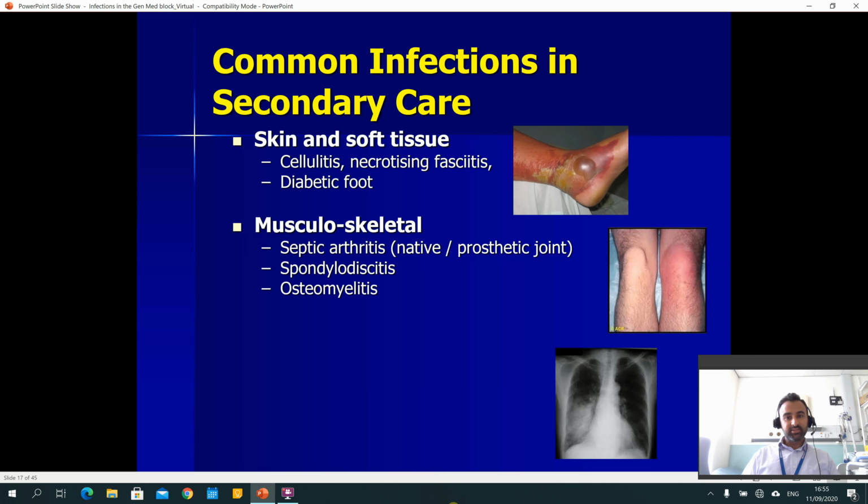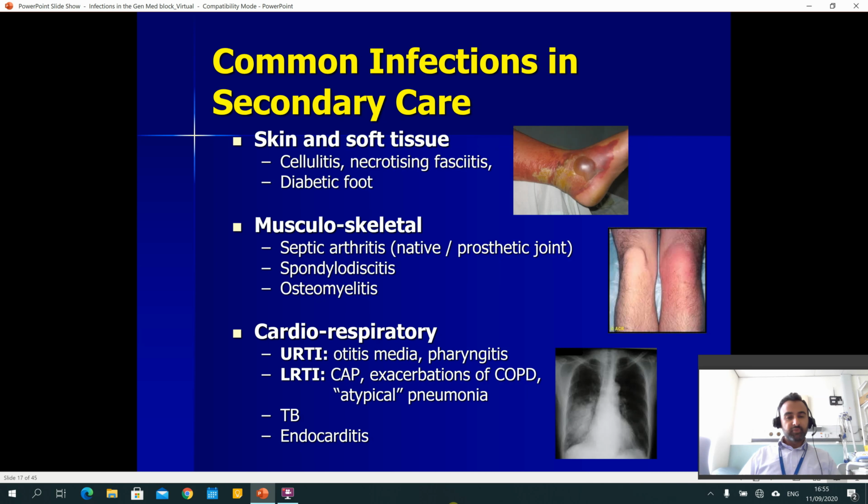Osteomyelitis, either via contiguous spread from a septic joint, perhaps, or a chronic infection that often leads to osteomyelitis, such as in diabetic feet. So if you've got somebody with a chronic diabetic foot ulcer which is really not healing, or they've been on antibiotics for months but not getting better, is there actually underlying osteomyelitis? And you may need to do some radiological tests to find out. And these will again need weeks, potentially months of antibiotics to treat fully.